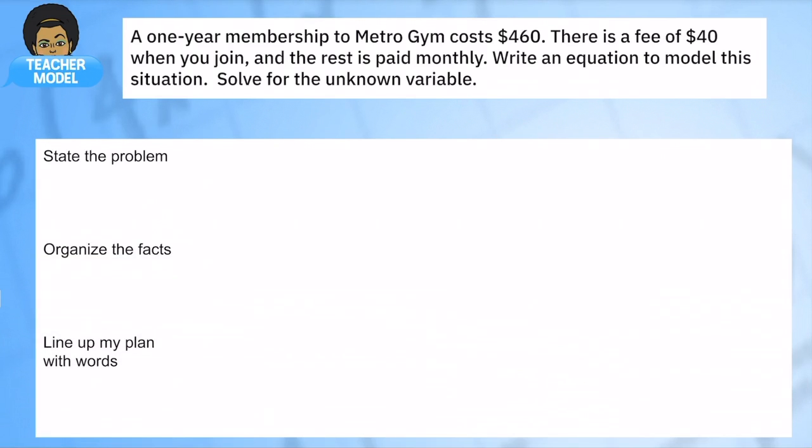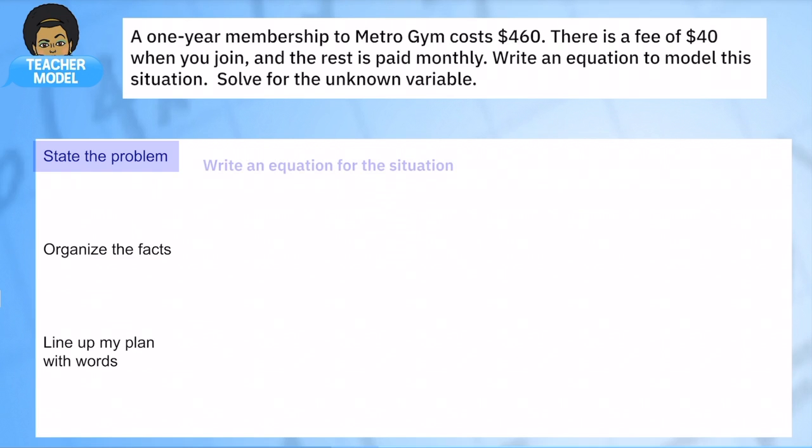Let's jump into today's model, and we're going to use SOLVE to go through the problem. A one-year membership to Metro Gym costs $460. There's a fee of $40 when you join, and the rest is paid monthly. So that's already making me think that $460 includes the $40 fee and whatever we pay every single month for the year. Write an equation to model the situation, solve for the unknown variable.